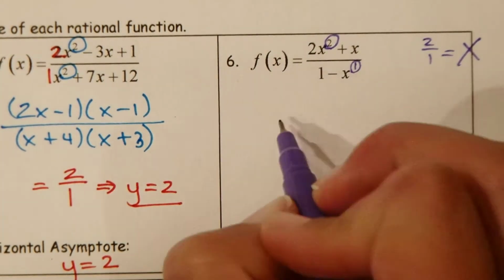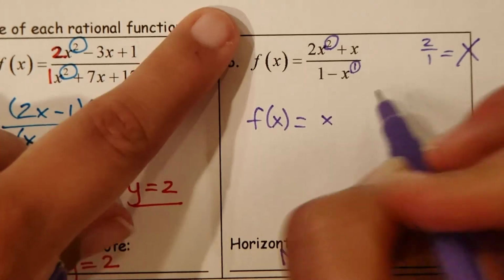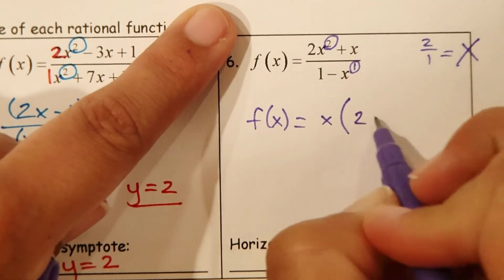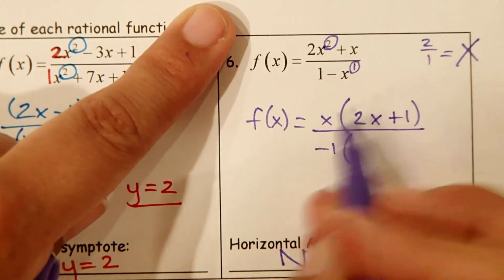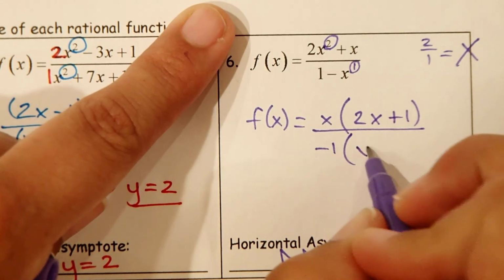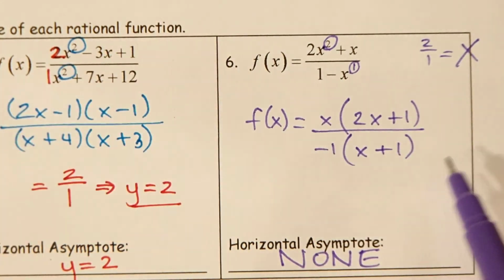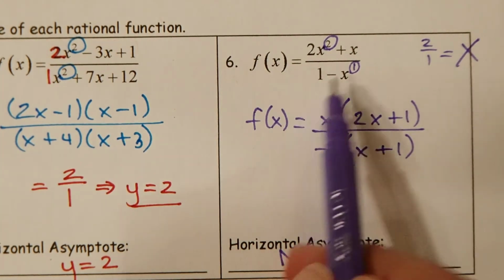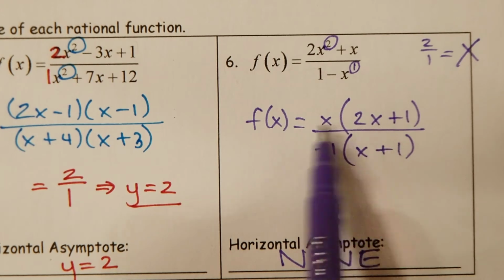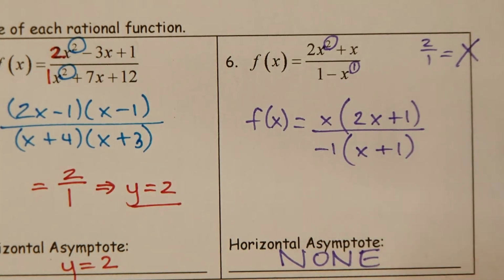First though, I kind of jumped ahead of myself. Let's see if anything factors out. So we can factor an x out of this, and we will get 2x plus 1. And we can factor a negative 1 out of the bottom, so we can get x in the front here, and get x plus 1. Rearrange this into something a little more familiar. So after we've done this, we see nothing can reduce, but we still see that there's a power of 2 on the top, just power of 1 on the bottom. So the horizontal asymptote does not exist. There's no asymptote.